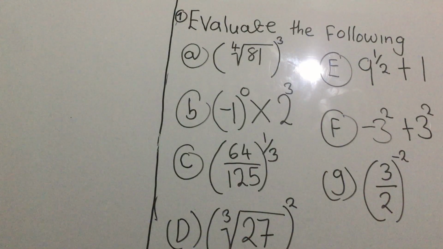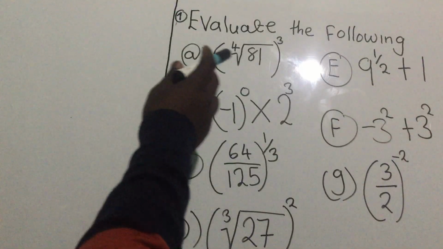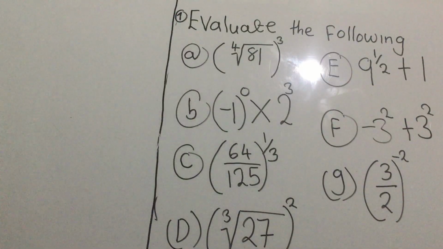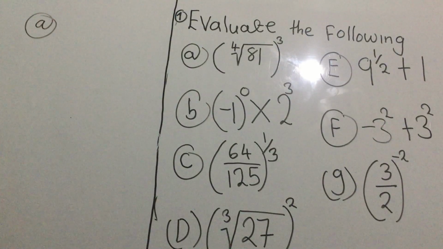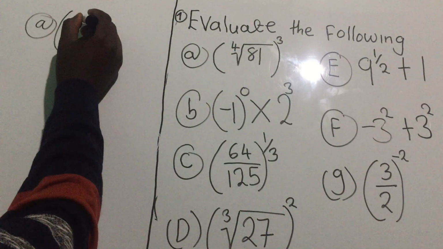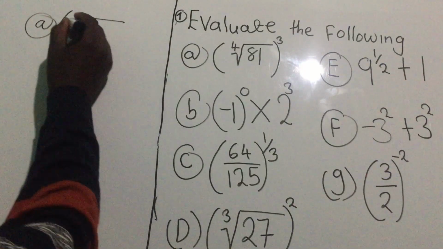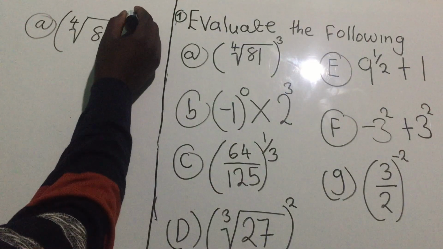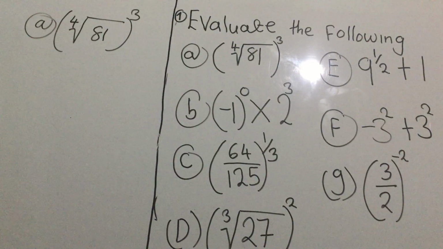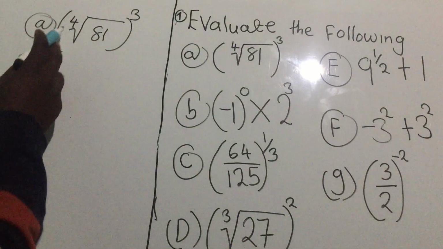So let's start. Number 1 says evaluate the following, which is this one, which is A. It is the fourth root of 81, close to the power 3. So have you seen, this is the question. Once you see a question like this, have you seen this 4?